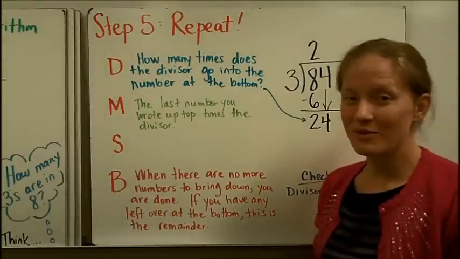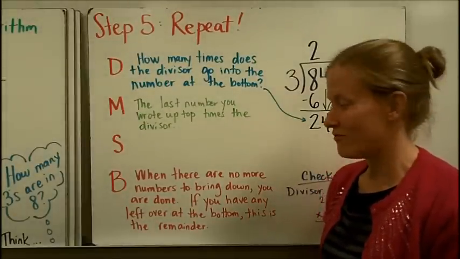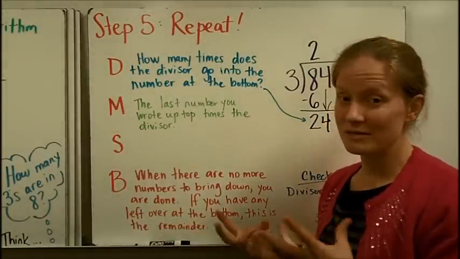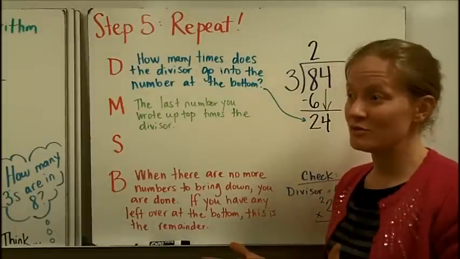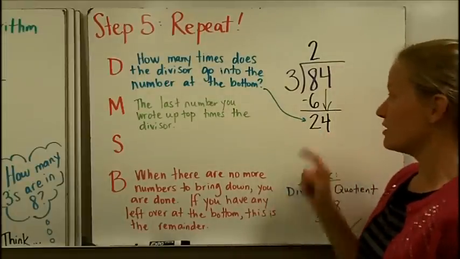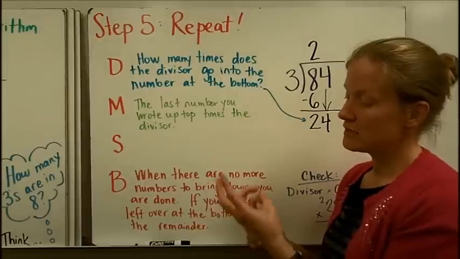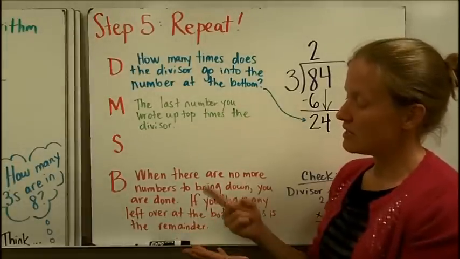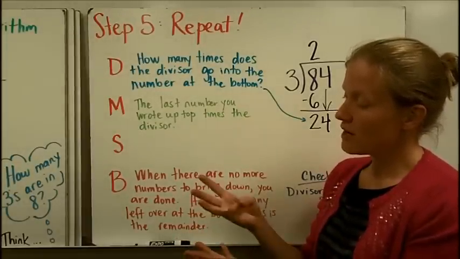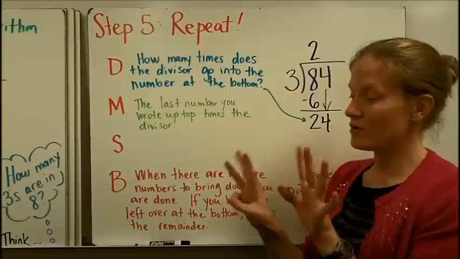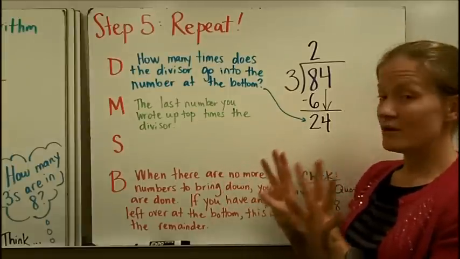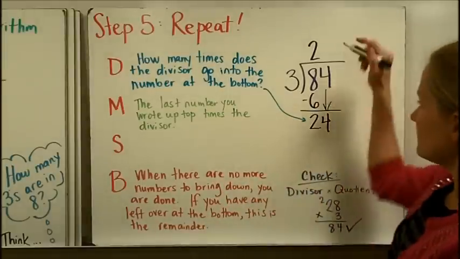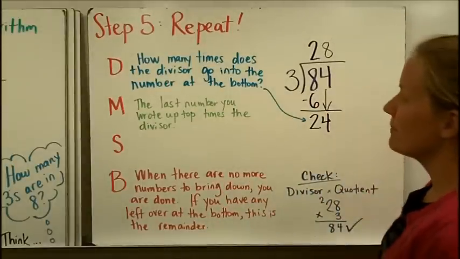Well, for this one, I like the multiples way to figure it out. So I'm going to count by 3s and see how many 3s I can get up to without going over 24. 3, 6, 9, 12, 15, 18, 21, 24. Ooh, I got right to 24. So 3 goes into 24 8 times. So I can put the 8 up there.